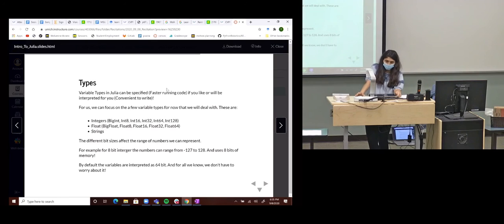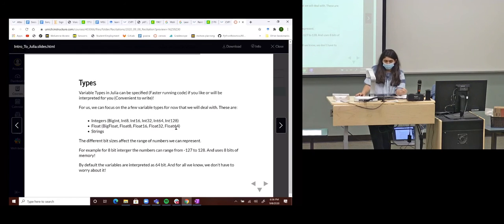Now types. One way that Julia has helped us all is that we don't have to explicitly declare our types, which is what people have to do in C++. It's a lot of work, but what makes Julia easy to use is that it will implicitly find out the type for you. The types that we're going to be working with mostly are integers, floating point numbers, and strings.